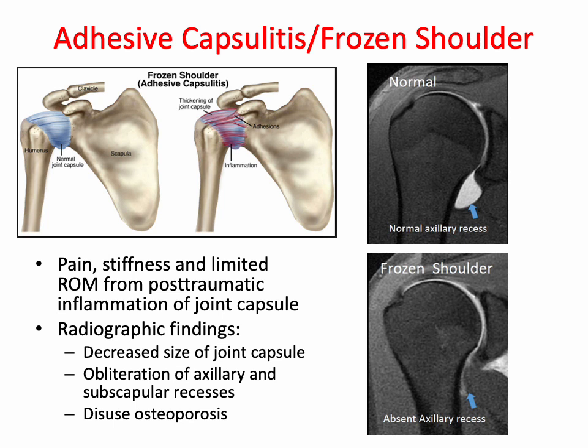On imaging, this is usually seen as a decreased size of the joint capsule with obliteration of axillary and subscapular recesses. You can also see on ultrasound or MR thickening of the coracohumeral ligaments and the joint capsule itself. And on plain radiograph, because of the lack of range of motion, you can get disuse osteoporosis, so a reduction in bone density secondary to disuse. On MRI, we've got the normal axillary recess up the top, and in adhesive capsulitis, we have obliteration of the normal axillary recess.